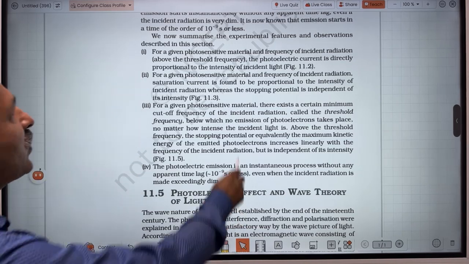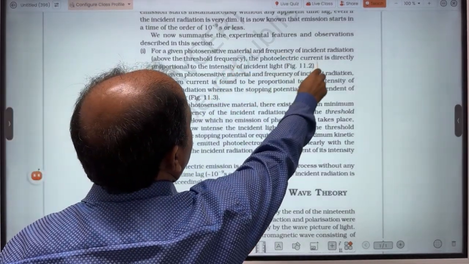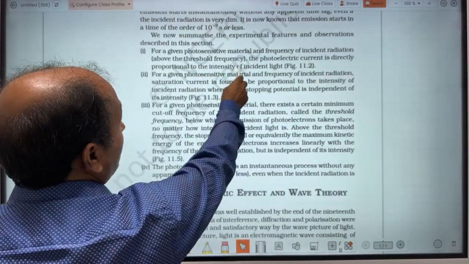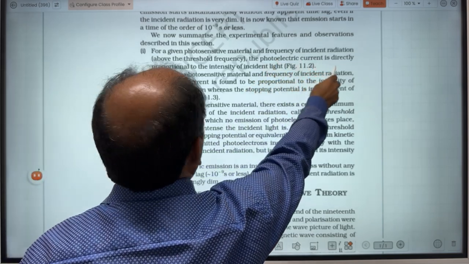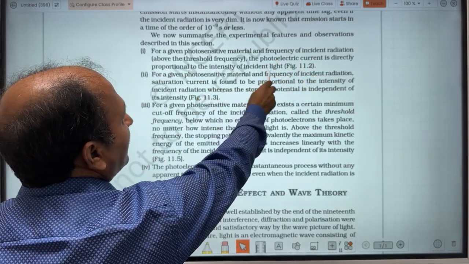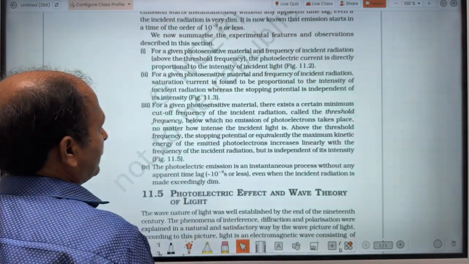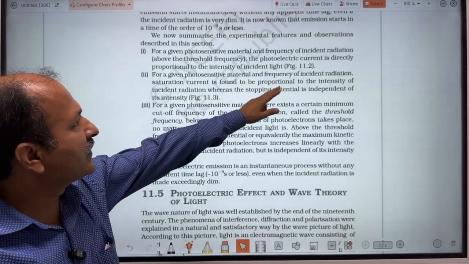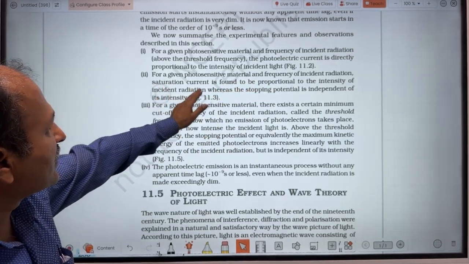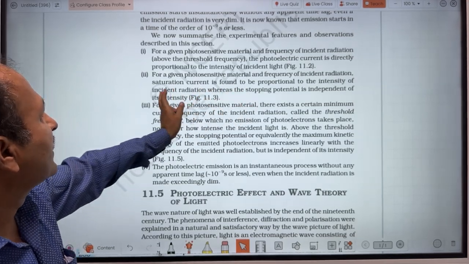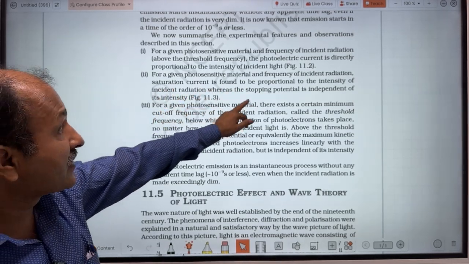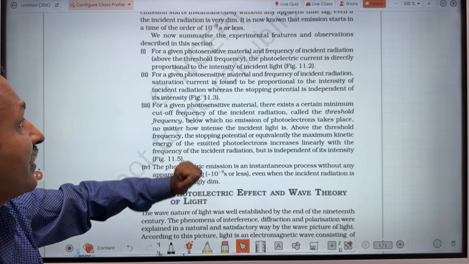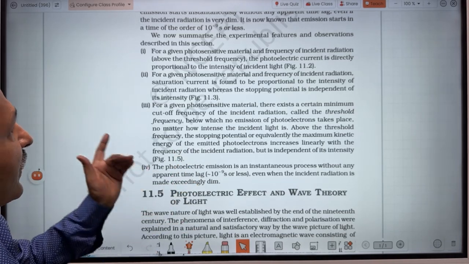For a given photosensitive material and frequency of incident radiation above the threshold frequency, the photoelectric current is directly proportional to the intensity of incident light. This is the first point. Second point, for a given photosensitive material and frequency of incident radiation, saturation current is found to be proportional to the intensity of incident radiation, whereas the stopping potential is independent of intensity. Stopping potential depends on frequency.